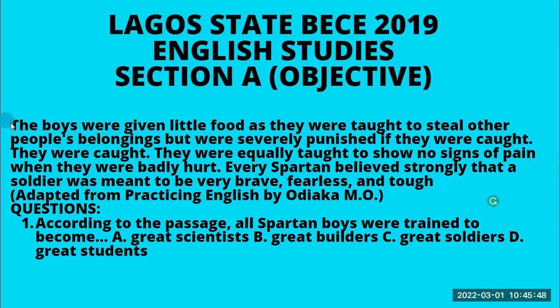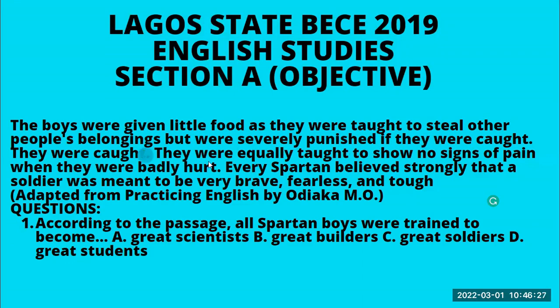The boys were given little food. Now, we want to know why. The boys were given little food as they were taught to steal other people's belongings. It's a queer reason, all right? But they were severely punished if they were caught. This appears to be a double standard, or if you like, hypocritical. They were given little food and they were taught to steal other people's belongings. But if they were caught stealing, they were severely punished. Why?